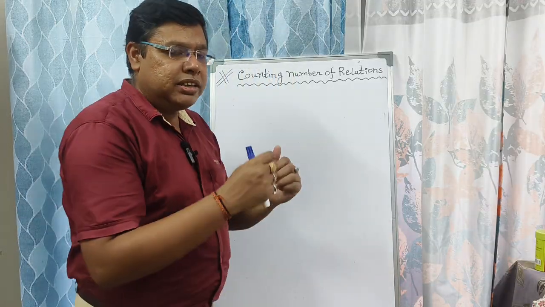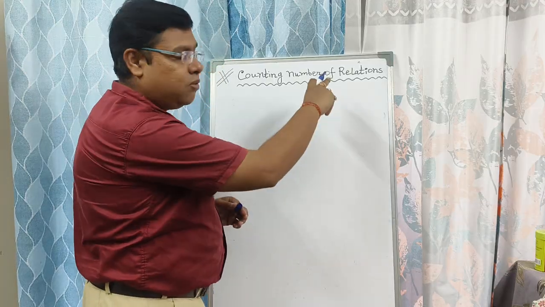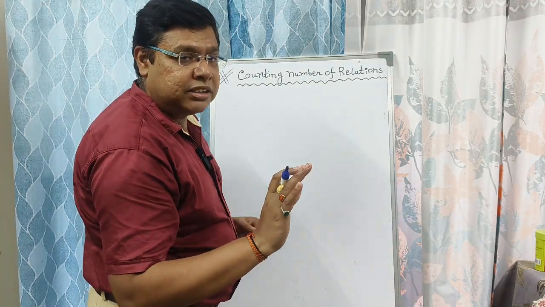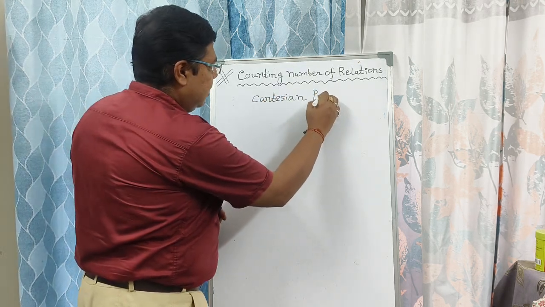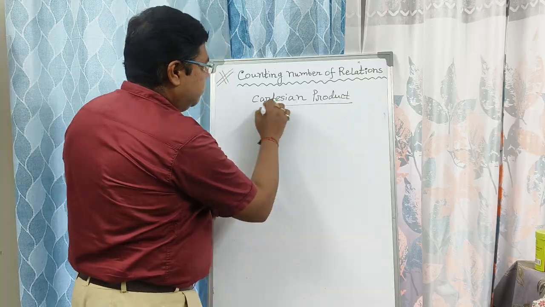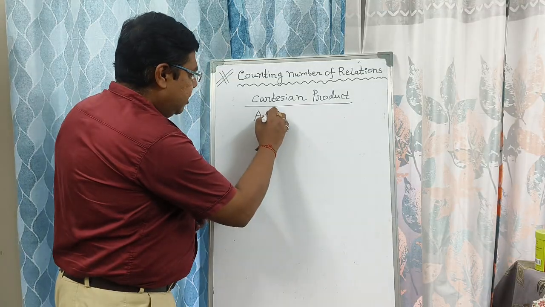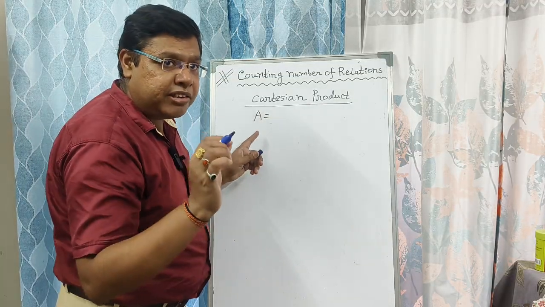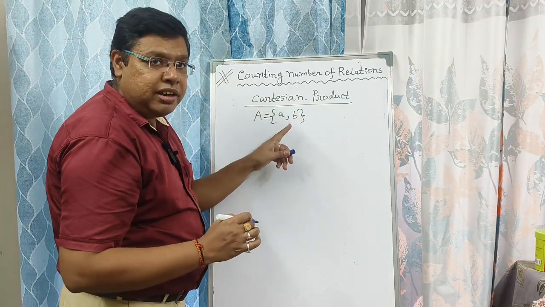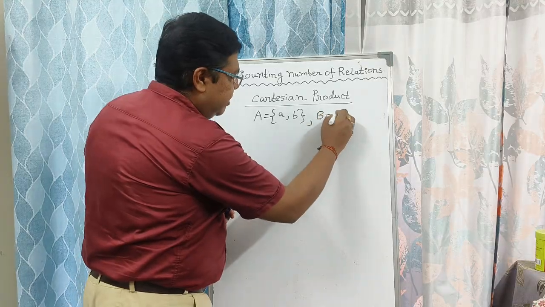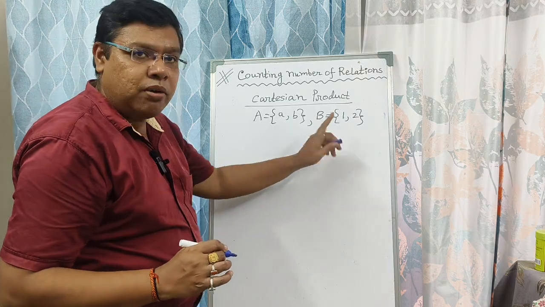Let me give you an example. First, I am going to discuss the Cartesian product in brief, then I will go into counting relations. So, a quick recap: suppose we have a non-void set A, a non-empty set, with elements small a and small b, and another non-empty set B where we have 1 and 2.